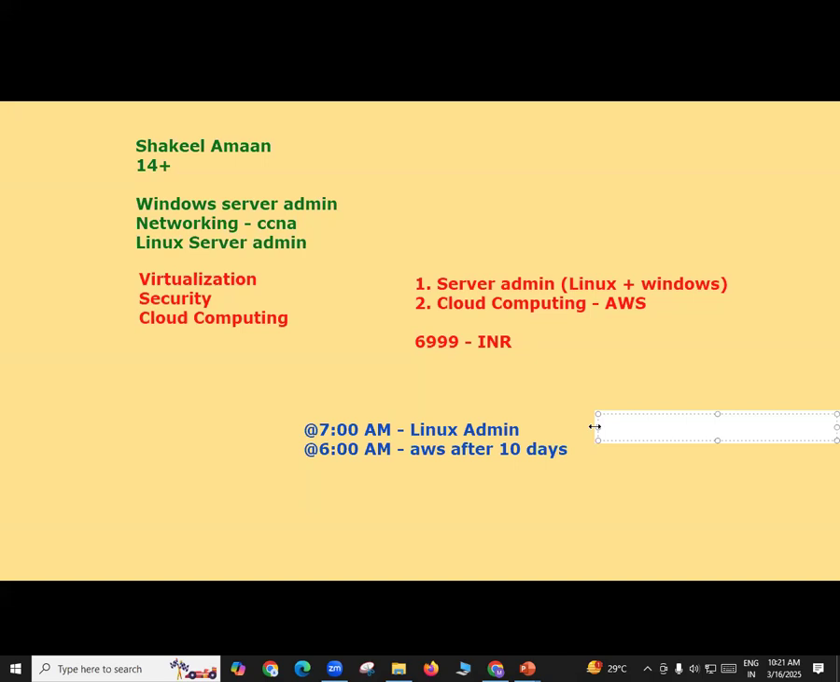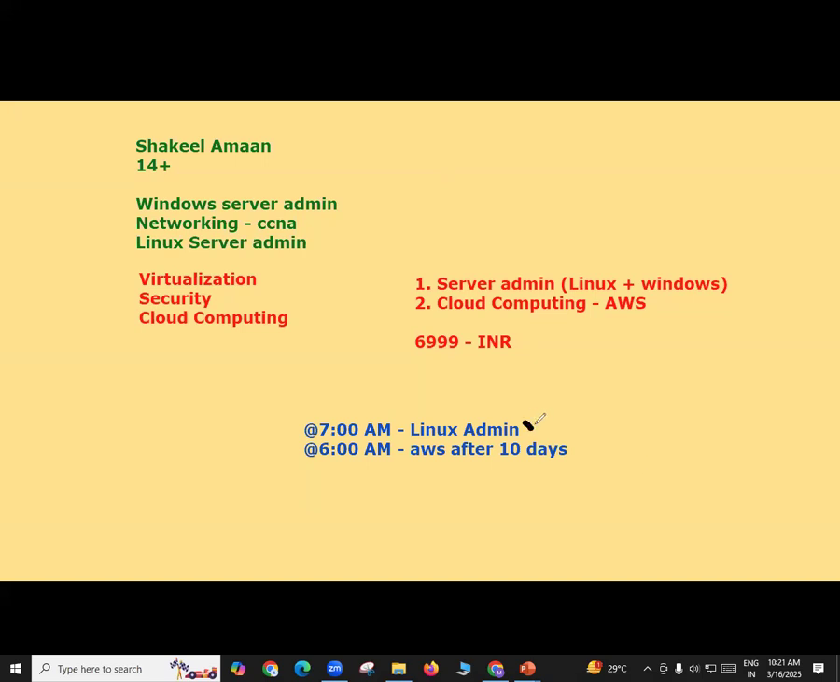Now AWS will take another 45 days actually. So in total it will take 90 days. If you come parallelly, it will take 2 months. If you're not coming parallelly, then it can go up to like 75 days or 80 days. Okay.